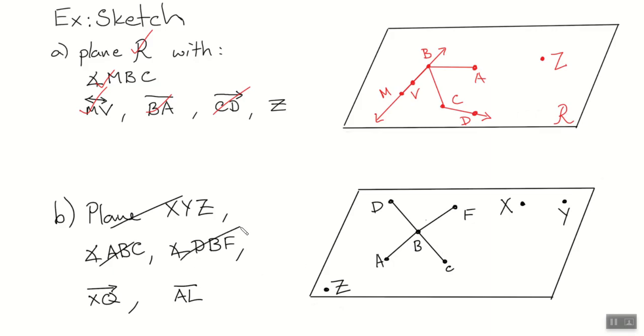Okay. What if I want XQ? We need an X. We already have it. And it's a ray, so I need what other point? So there. Anything else I need to add to it? Q. Where? Anywhere on this ray. So I'm going to put it here. Same thing. AL. A. L. It's a segment. Thank you.